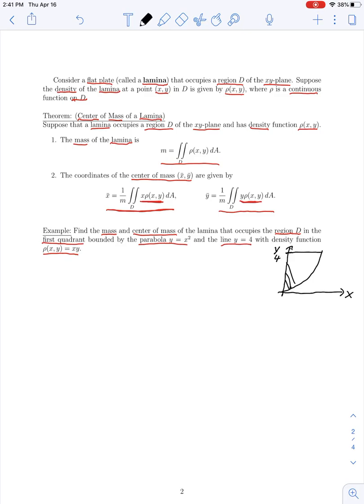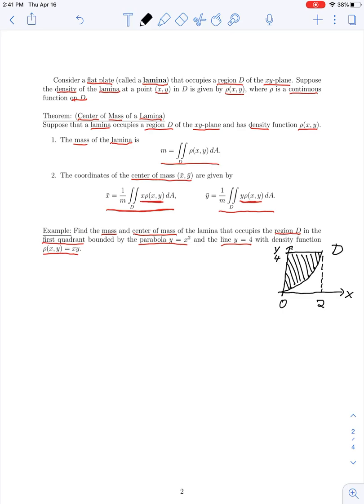So we're talking about this shaded region. So when y equals 4 here, x would have to be 2 since y was equal to x squared, and we had our vertex at the origin. So we have some plate that occupies this region. It has this shape, and the density function is given by rho equals x times y.